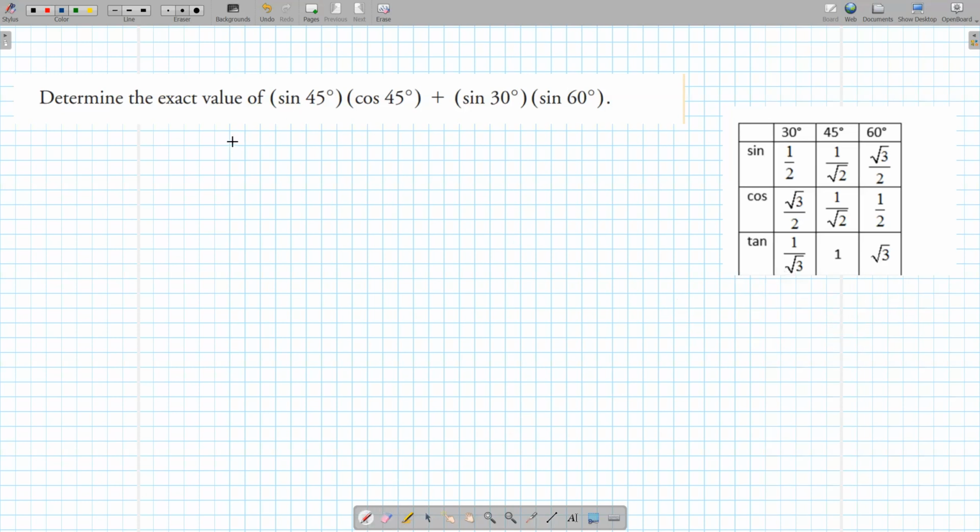Check this out. Sine of 45 is 1 over root 2, yeah? Times cos of 45, 1 over root 2 as well. Plus sine of 30, that's 1 over 2. What's sine of 60? Root 3 over 2. See that? What is 1 over root 2 times 1 over root 2? No calculator allowed. You don't need one. You shouldn't need one.